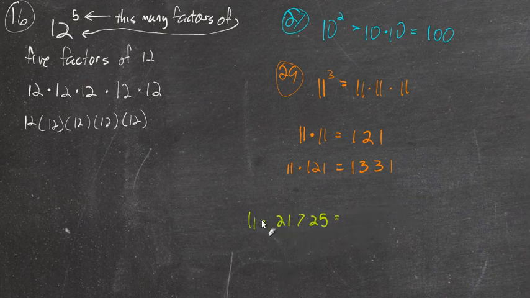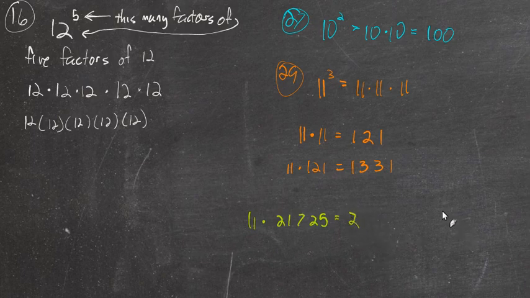And this is another thing spectacular. If you were to write this in the typical way of 21,725 times 11 and do that whole thing like you're used to, you'll find out, this is no surprise, but it's a nice little shortcut.